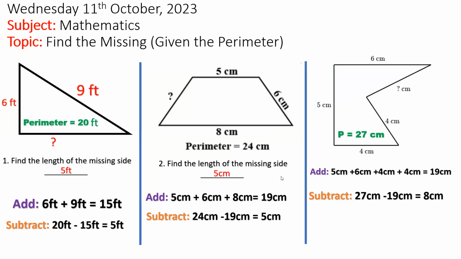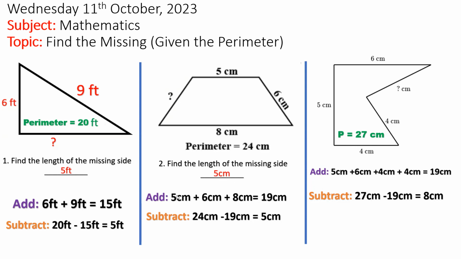Very good. And Jeremy, you volunteered for the third one. Explain how we got 8 centimeters. Okay, we added 5 plus 6 plus 4 plus 4 equals 19. Then we subtract 27, the perimeter, minus the answer we got from adding, 19. Okay, so 27 minus 19 is going to be 8 centimeters.